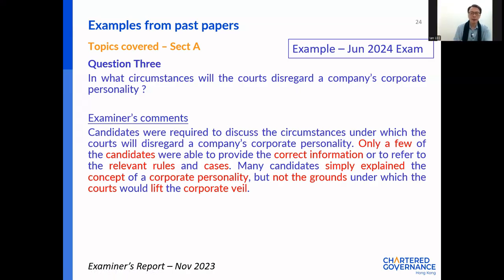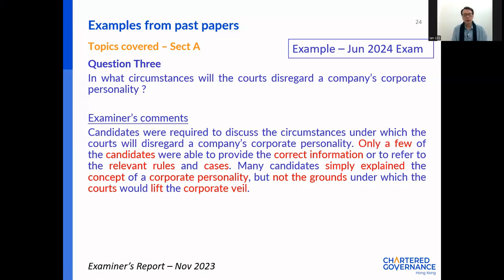Okay, so I think it's important to understand the same topic. Sometimes they can describe it with different words. So instead of asking you, when can a court pierce the corporate veil? Another way of asking is when will the court disregard a company's corporate personality? You're still asking for the same thing.